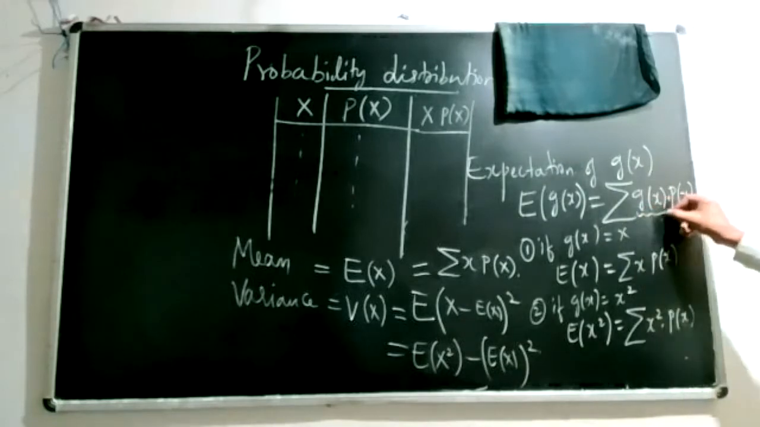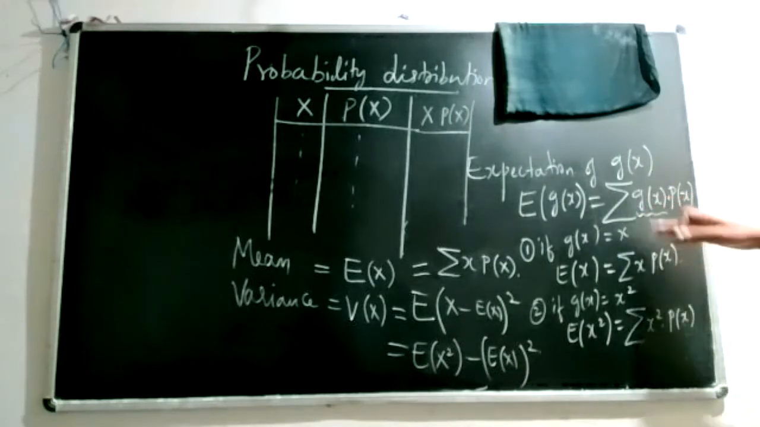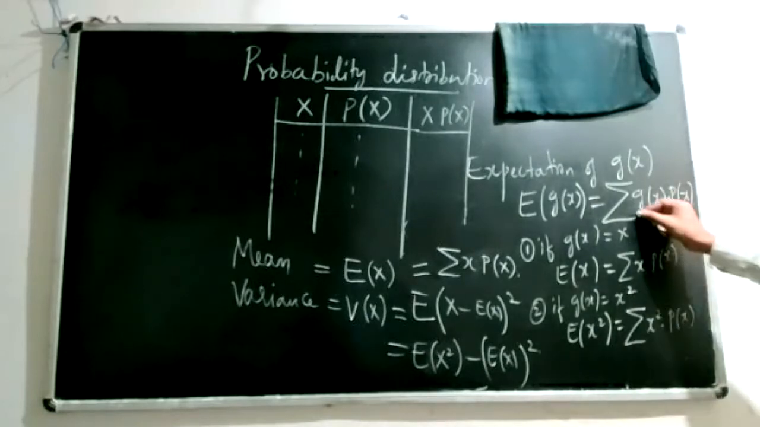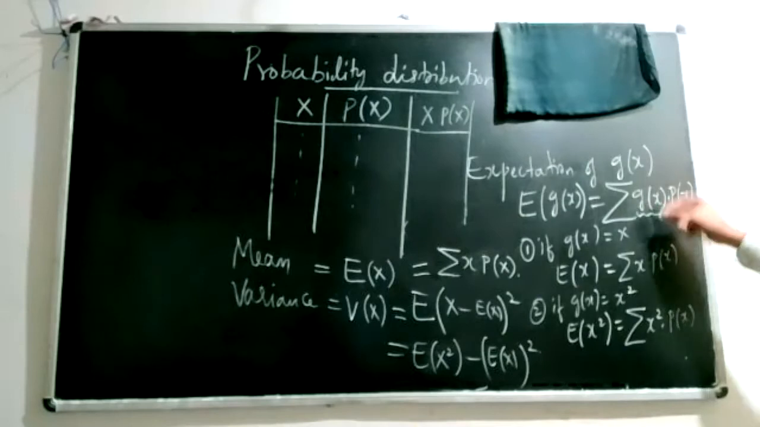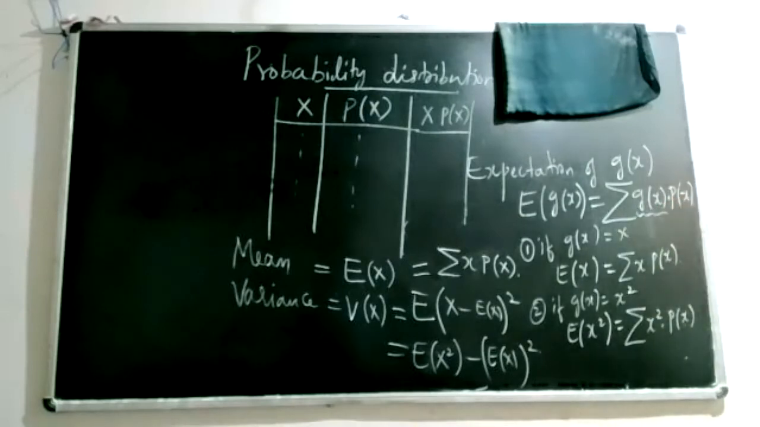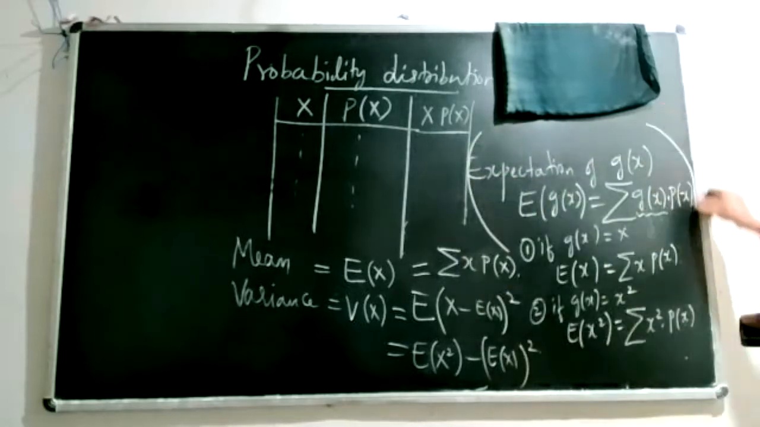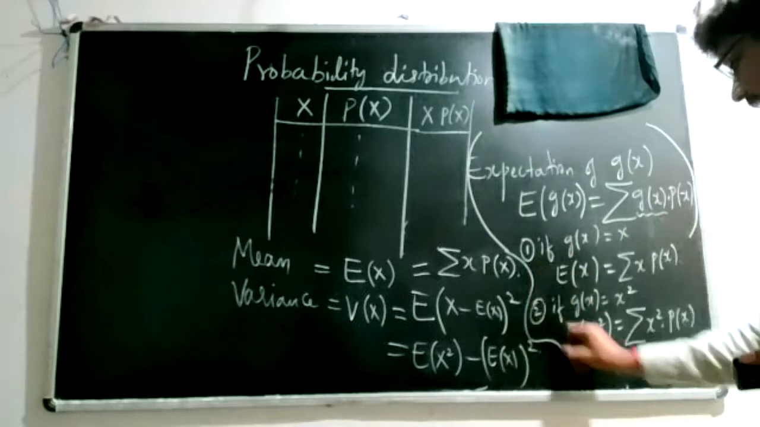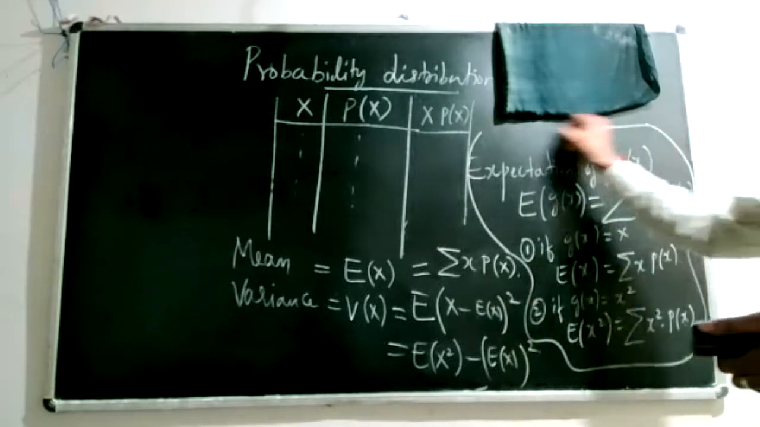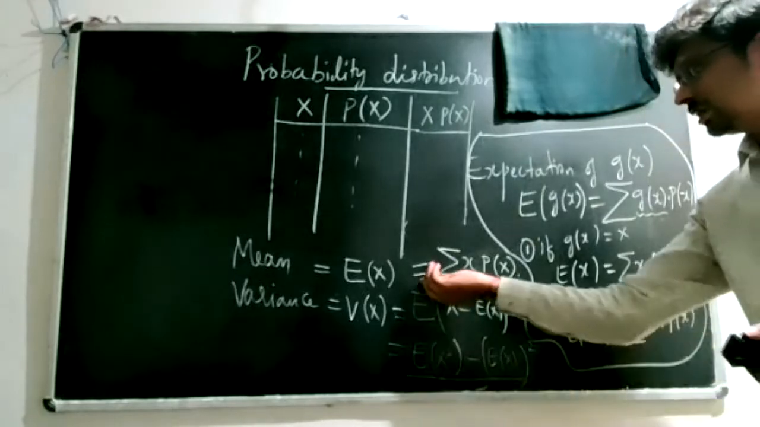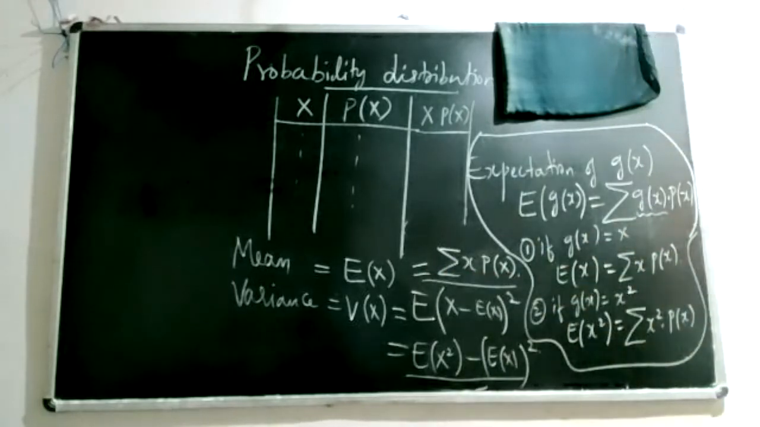Now take g of x as log x to produce the geometric mean, 1 by x to produce the harmonic mean, and various other g of x like x cube, x power 4, etc. produce the moments which could be used in obtaining the measures of skewness and kurtosis. So this is a more general definition. If you could understand that, that is fine, or else that is not required. Anyhow, as I said, we'll be just concentrating on the computation of mean and variance.